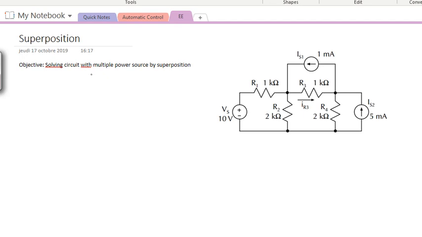For example, before we have used nodal analysis and mesh analysis to solve a circuit like this, but instead of using nodal analysis and mesh analysis, we could use another method as well. And this method that we're going to see today is what we call superposition. So what superposition is, it is basically a method where we simplify the calculation by doing multiple partial solutions before arriving at the final solution.